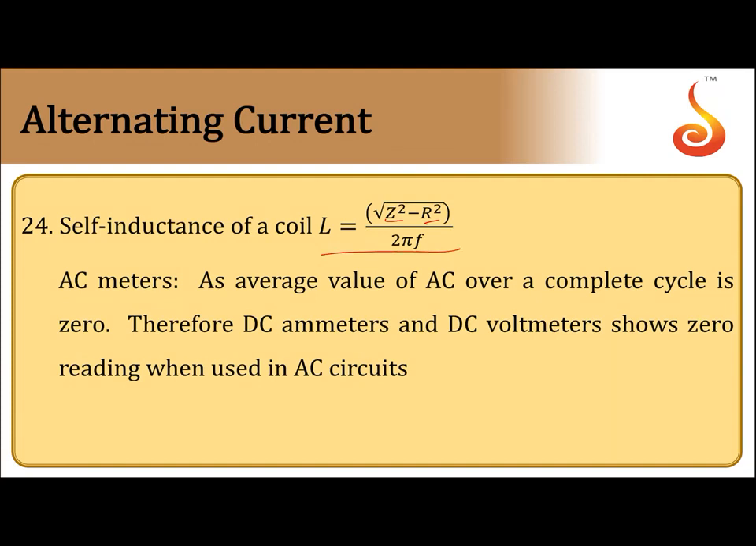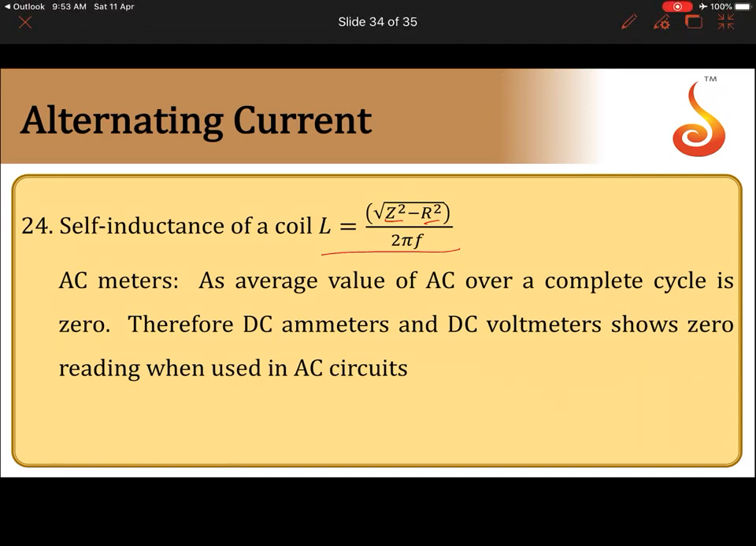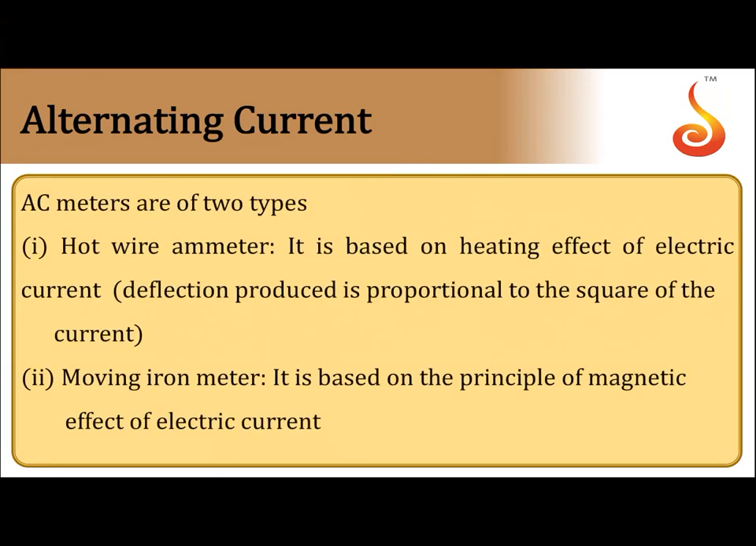Then coming to AC meters, as the average value of AC over a complete cycle is 0, DC meters cannot be used to measure AC. So we need a different kind of meters, different kind of measurement here. AC meters are of two types. One is hot wire ammeter. It is based on the heating effect of electric current. Deflection produced is proportional to the square of the current in this. Then moving iron meter, it is based on the principle of magnetic effect of electric current.